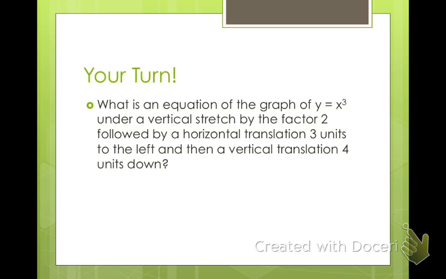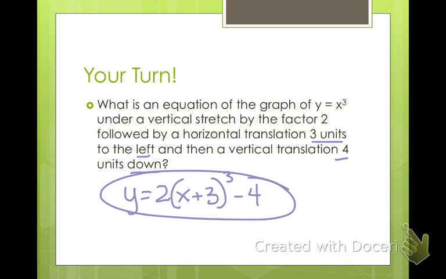Okay, why don't you go ahead and take a minute and do this one. What's an equation of the graph of y equals x cubed under a vertical stretch by a factor of 2, followed by a horizontal translation 3 units to the left and a vertical translation 4 units down. Okay, go ahead and pause your video, write it down. Alright, so if we have a stretch of 2, so y equals 2, and then your x, we want to move it 3 units left, so we need to do plus 3 cubed, and then 4 down, minus 4. There's your equation. Easy peasy.